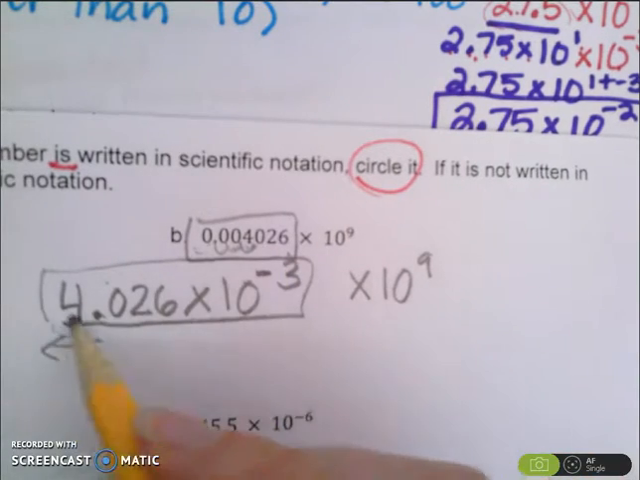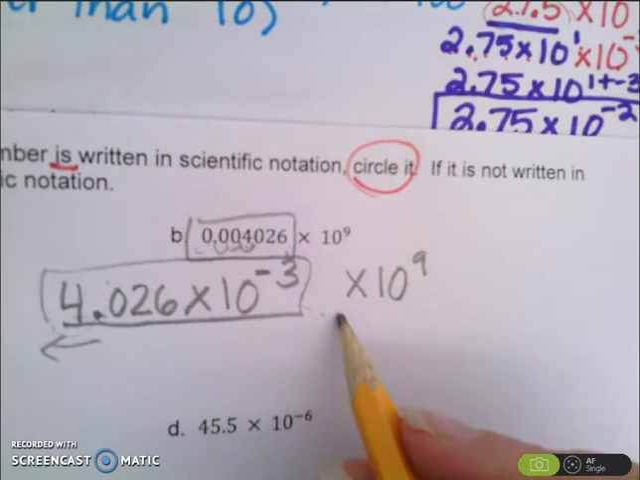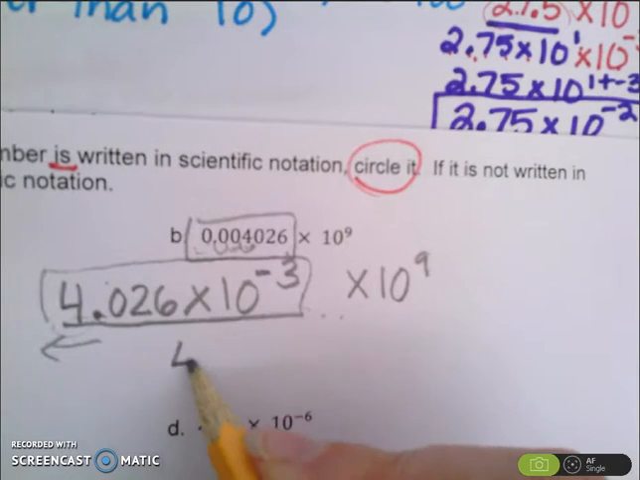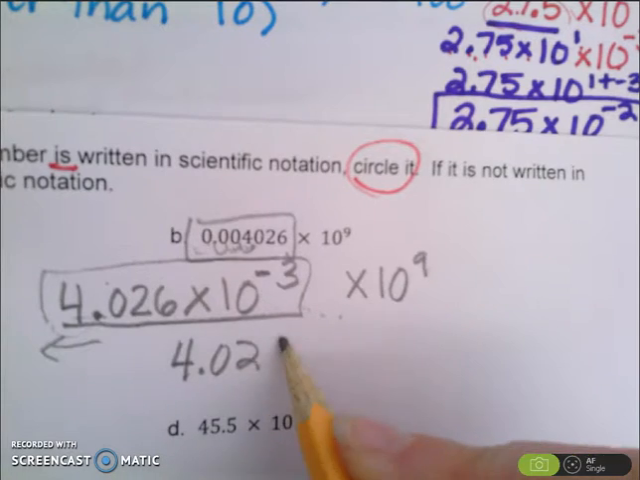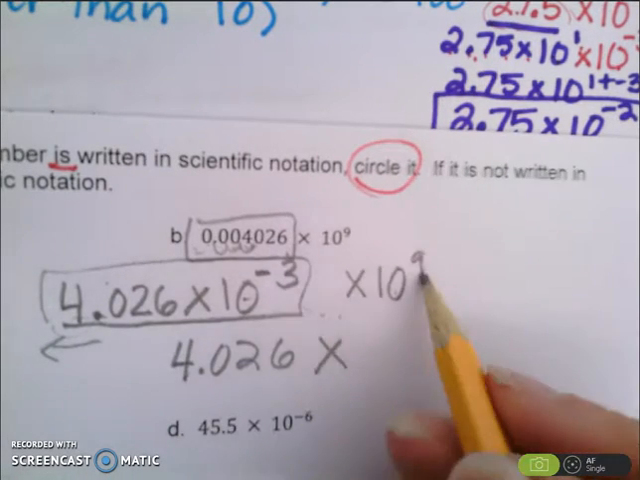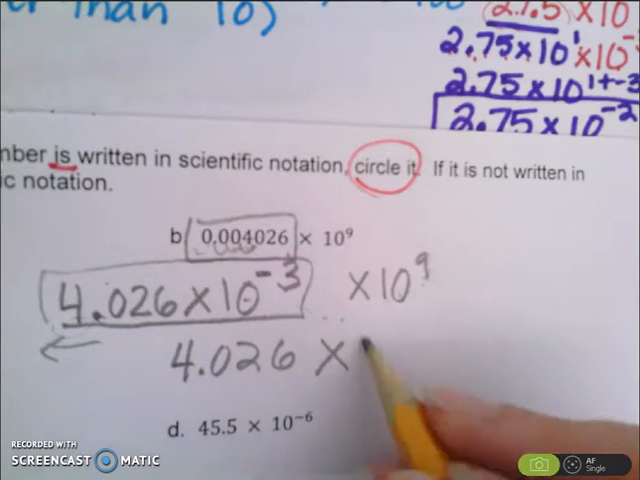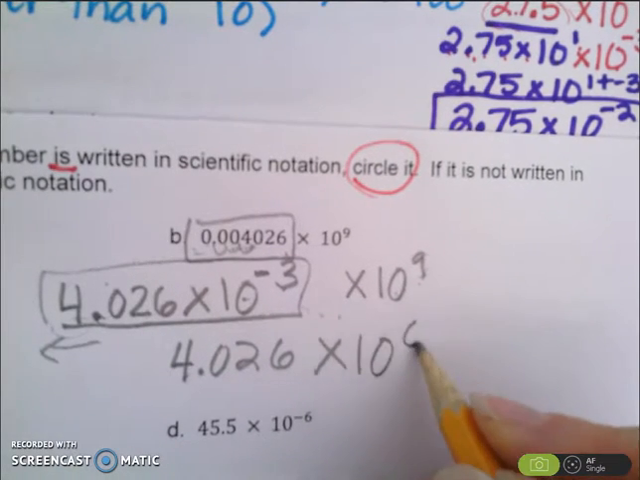Just that decimal is equal to this in scientific notation, and then we still need to multiply by 10 to the 9th power. So again, when we're multiplying with the same base, our base is 10, we add our exponents. Negative 3 plus 9. What's negative 3 plus 9? Oh yeah, 6.